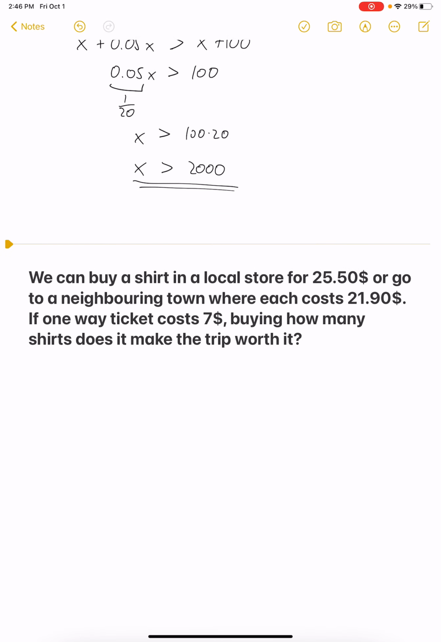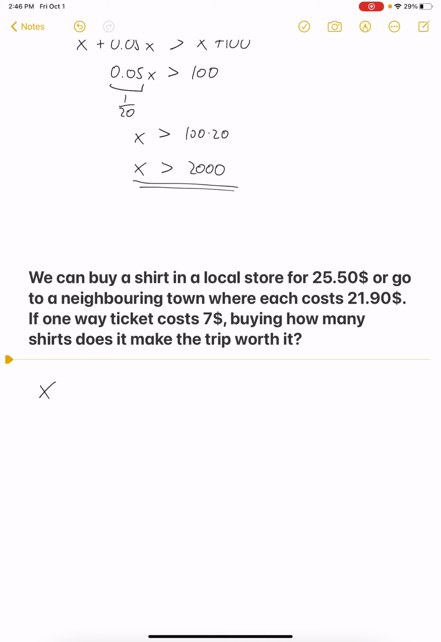Problem number 2. We can buy a shirt in a local store for $25.50, or go to a neighboring town where each costs only $21.90. If a one-way ticket costs $7, buying how many shirts makes the trip worth it? Okay, so let's say we are buying X shirts.